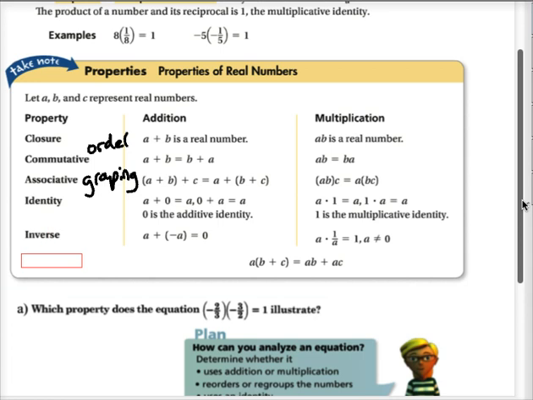Inverses, we just talked about: the additive inverse, or the opposite, and the multiplicative inverse, or the reciprocal. And then the distributive property, the famous one you've seen for years, where you distribute A to both B and C. All right, so there's a little review of what these properties are. So now let's go through some examples.